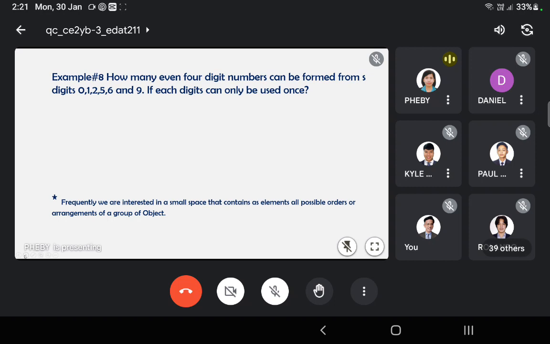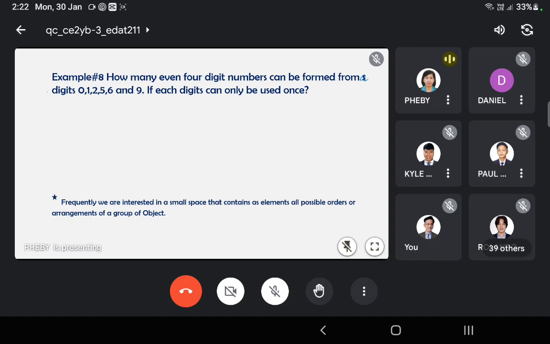Okay, the last example for counting principle. How many even 4-digit numbers can be formed from the digits 0, 1, 2, 5, 6, and 9? Each digit can only be used once. So, how many 4-digit numbers daw? Yung pwede nating mabuo gamit yan.